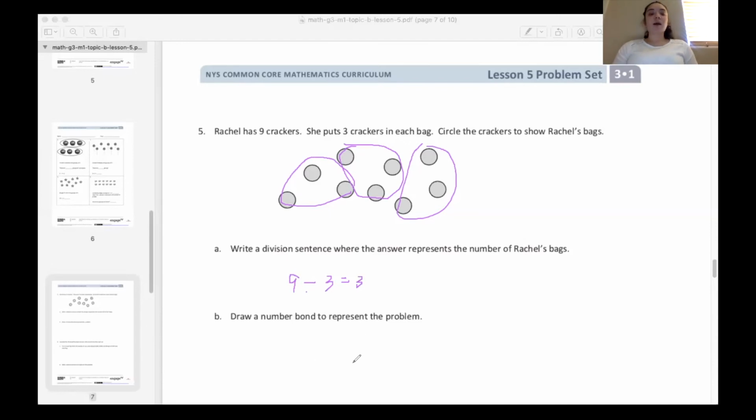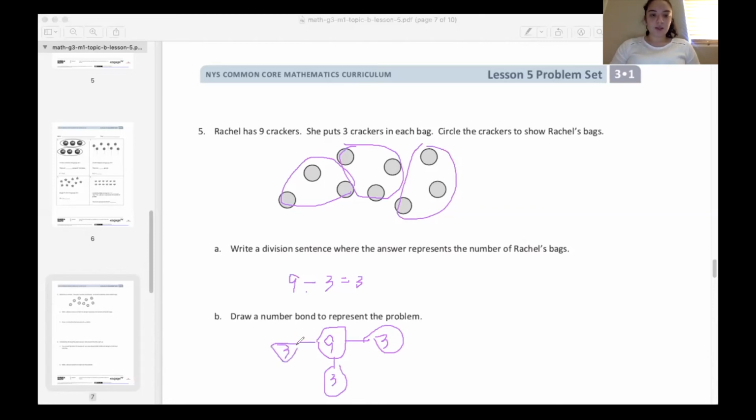Now it says to draw a number bond to represent this problem. So we're going to start with 9. That's our number. And how many 3's do we need to get to 9? We did this with multiplication. So how many 3's do we need to get to 9? Well, we need 3. Need another 3 because 3 plus 3 is 6. And we need one more 3 because 6 plus 3 is 9.